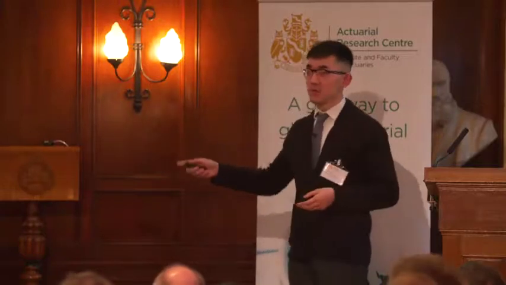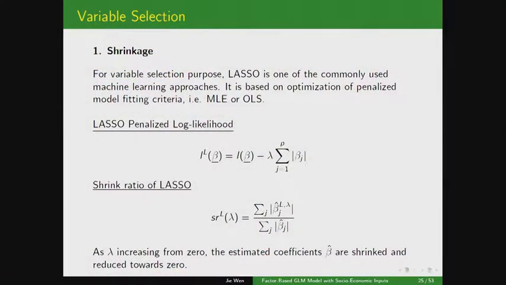If lambda is 0, then it is equivalent to a full MLE approach. If we increase lambda from 0 to a larger value, the coefficients will be squeezed down to a lower size. We can measure the degree of shrinking by a metric called the shrink ratio of LASSO, which can be written as a function of lambda. It is a ratio between the sum of absolute values of the shrunk betas divided by the sum of absolute values of the betas from the full MLE approach.